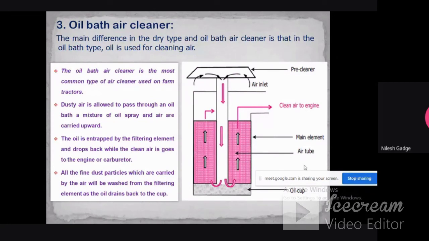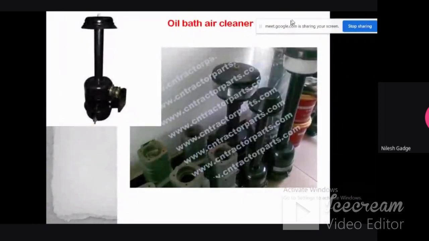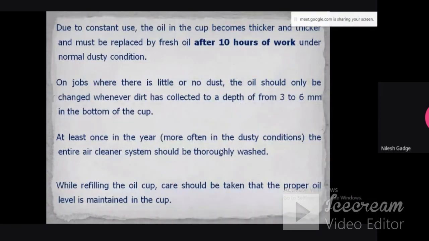So if you see this figure, this is the pre-cleaner, then this is the air inlet, and when it enters this oil bath type of cleaner, this is the main element, then this is the air tube and this is the oil cup. Whatever impurities there are are absorbed by this oil bath, and the clean air is then supplied to the engine or the carburetor. Then these are also some figures of the oil bath cleaner.